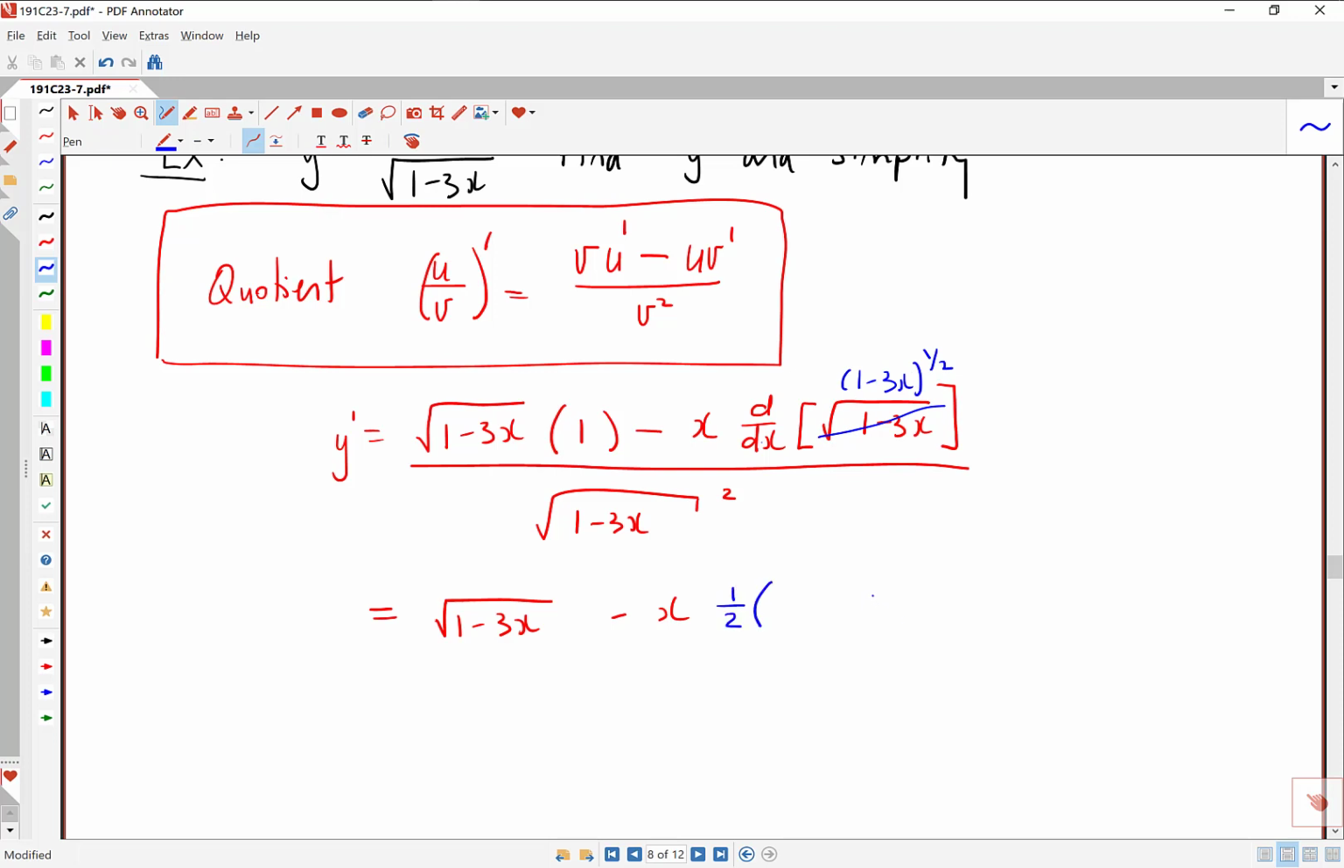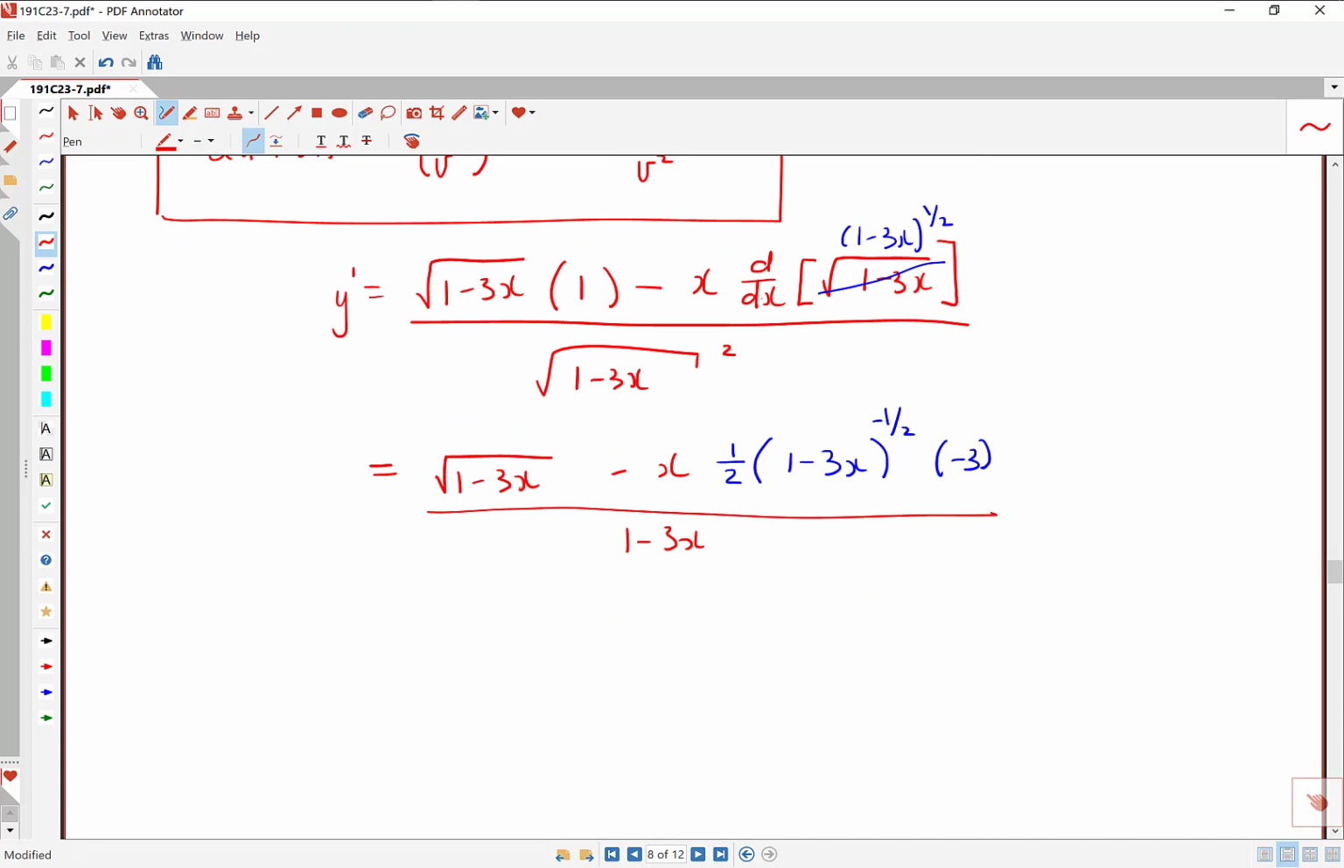We're going to bring the half down in front, and the power will decrease to the minus 1/2. The inside function will stay the same, and then we need to multiply by the derivative of the inside function. So we get that minus 3 there. And then continuing with our quotient rule, in the denominator, something nice is happening. We're squaring a square root, so the square root and the square will cancel just to give us a full 1 minus 3x.